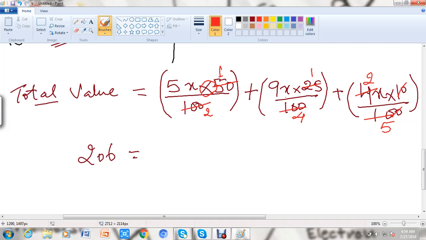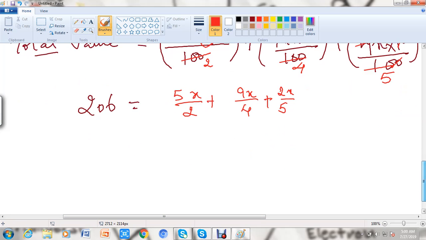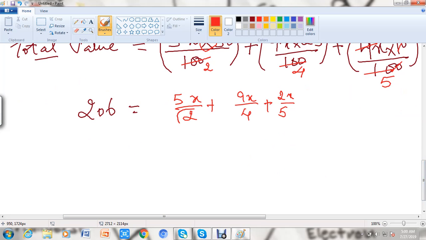Now if I take LCM of 2, 4 and 5, what will I get? Yes, 20 is my LCM. Now if I get 20 as an LCM, I want denominators to be 20. For that what I should do, 2 first number, I'm just considering the first one, 2 divides 20 will get 10, and whatever the quotient we are getting, that we are multiplying here in the numerator.